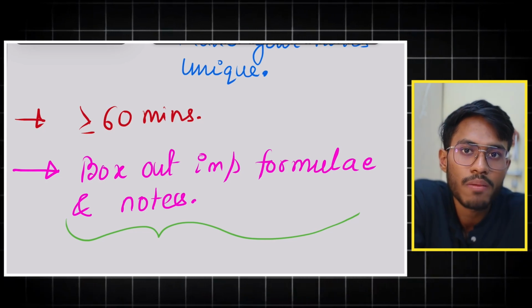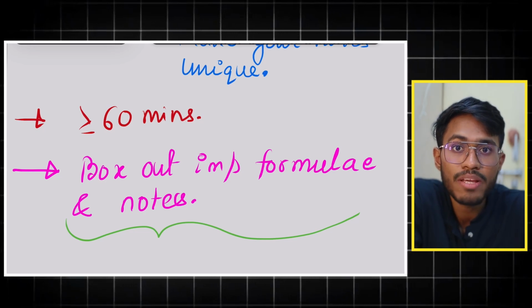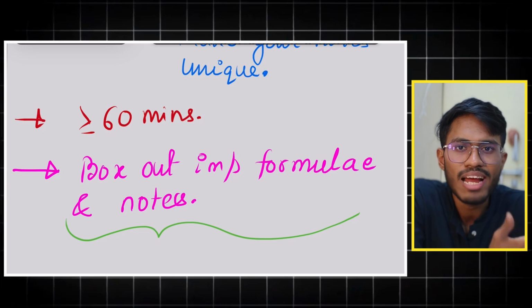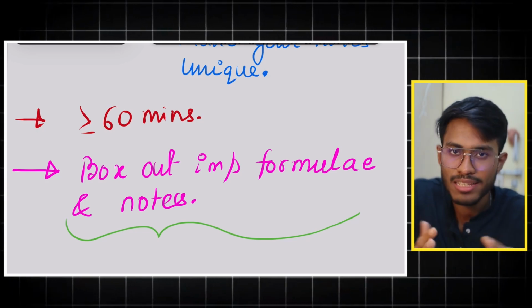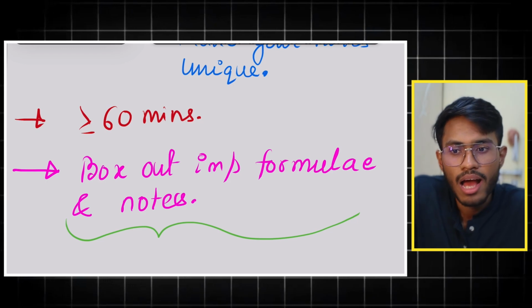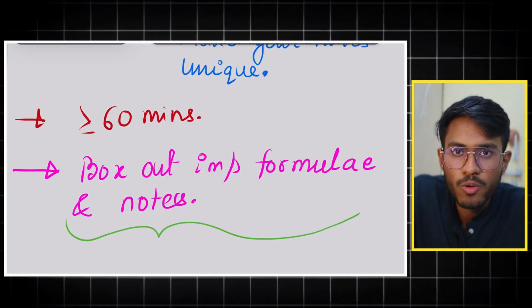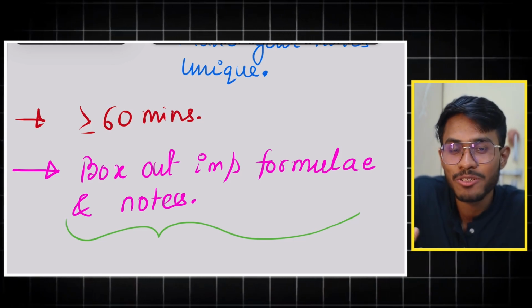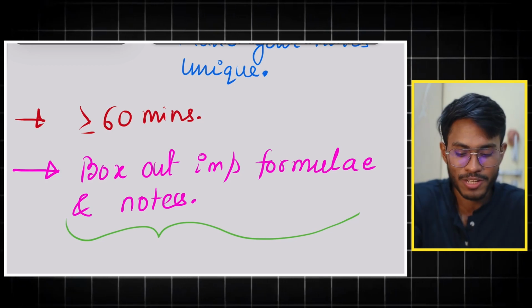When I talk about writing in your own language, firstly, this can be your mother tongue also. If you are a Hindi medium student, you can write like this: boundary layer एक ऐसी चीज है जहाँ पे ऐसा ऐसा कुछ होता है. You can write like that too. My mother tongue is Bengali, and sometimes I used to write some things in Bengali also. That is why I needed some time to jot down my notes and convert them into English.